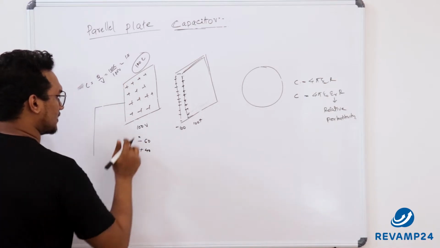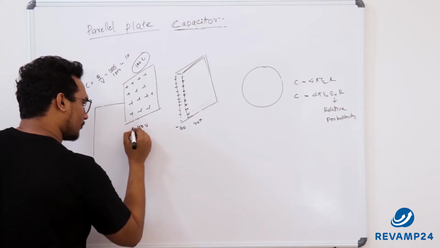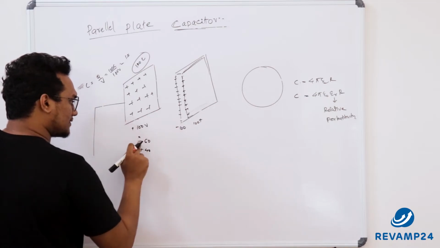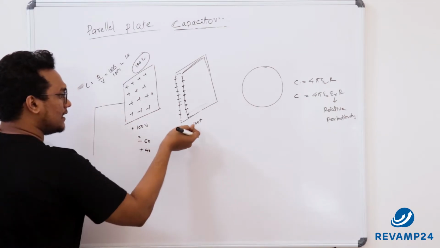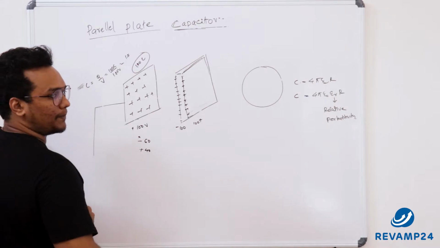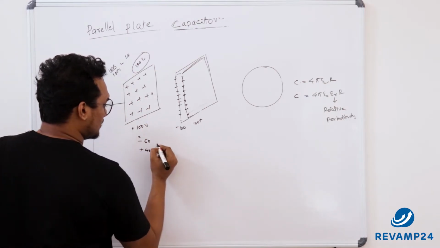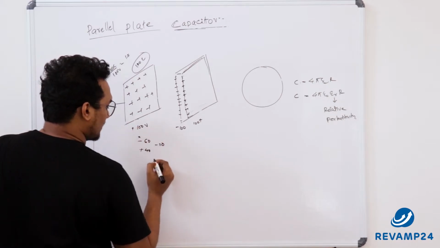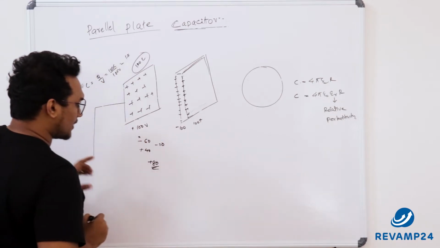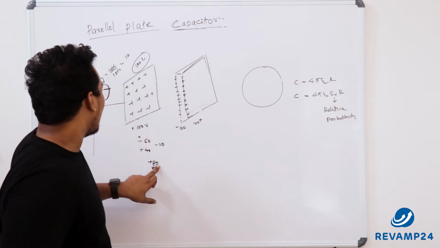Now, what is the net potential here? This gives a potential of 100 volt on itself, and the negative plate gives -60 and the positive plate gives +40. Net potential will become 100 - 60 + 40. This is 80 volts. Now, capacitance has increased. How?